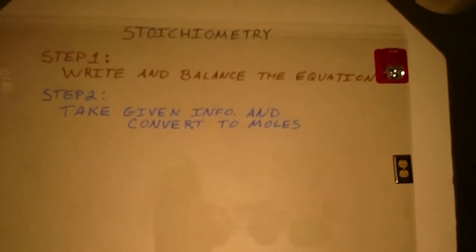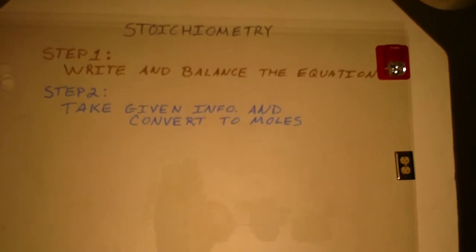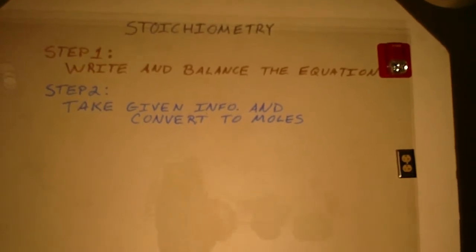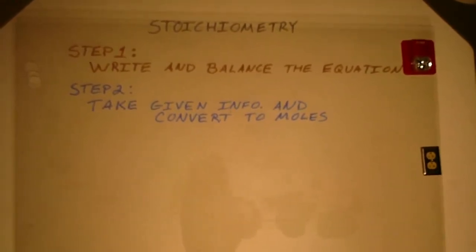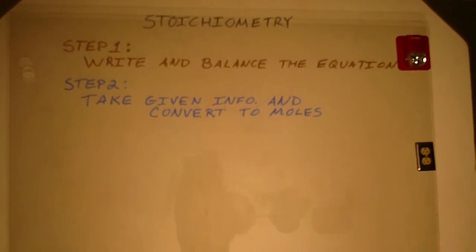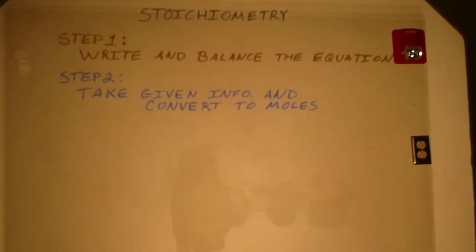Okay, step 2. You're going to be given one bit of information about one of the molecules. You could be given moles of that. Great. You could be given grams. You could be given atoms or molecules. You could even be given a pressure and a volume and a temperature later on and use gas laws to solve for it. But basically, any information you're given, you need to convert that into moles. Must be in moles.